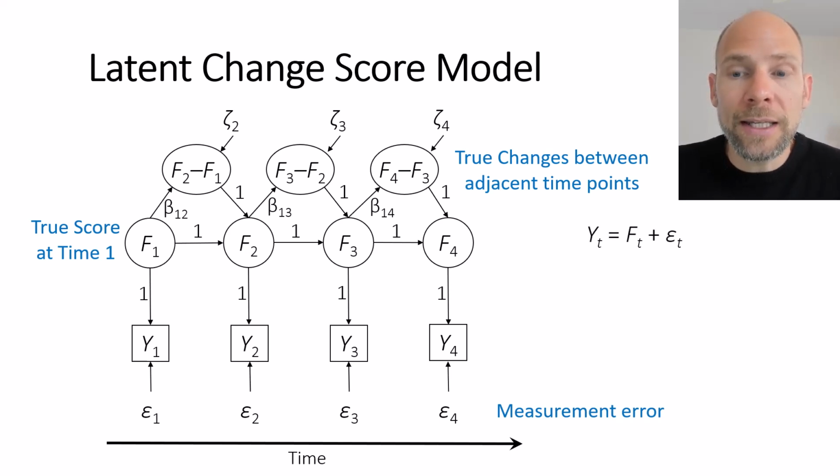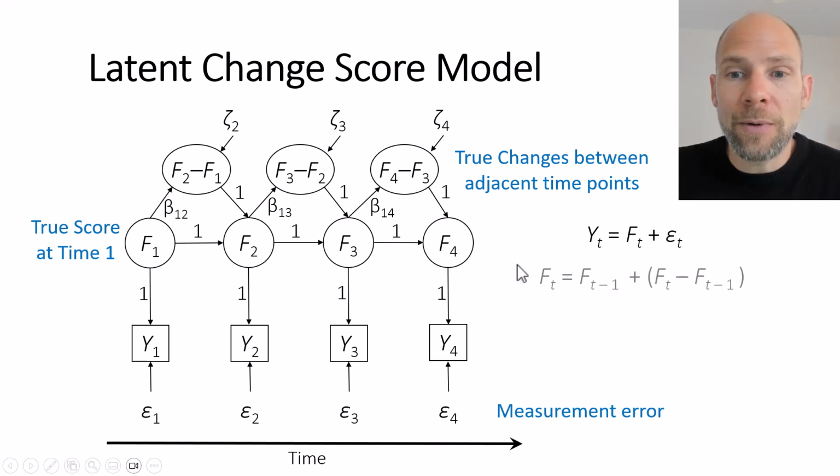Now, this model here consists of more than one equation, because here we have a measurement model for which you can see the equation here. So yt is equal to ft plus epsilon t. It's a simple true score equation as in classical test theory for each time point. But then there's also a structural model here, where we have relationships between the latent variables, the factors.